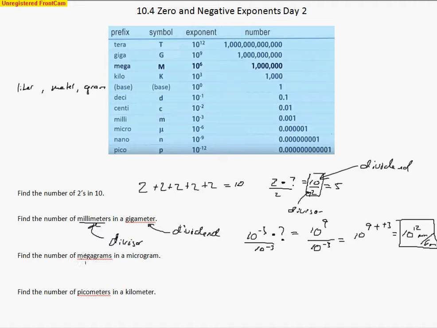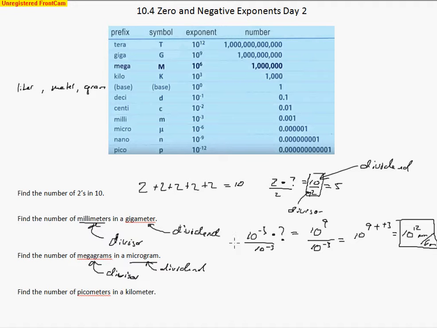And here we are going from a megagram to a microgram. A megagram is 10 to the 6th, or 1 million grams. Since we're trying to find the number of megagrams in a microgram, the megagram this time is our divisor, and the microgram is our dividend. So we're going to set it up that way.